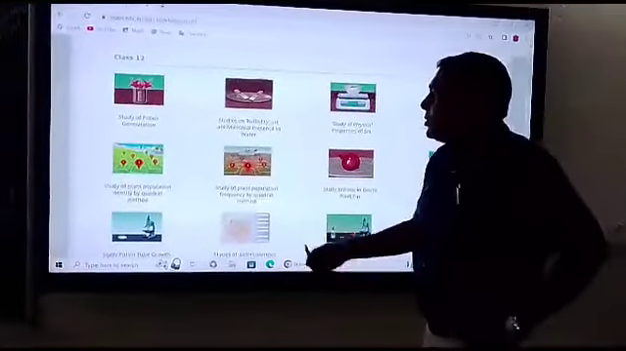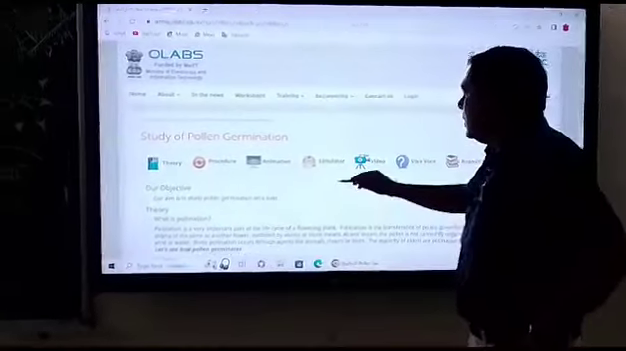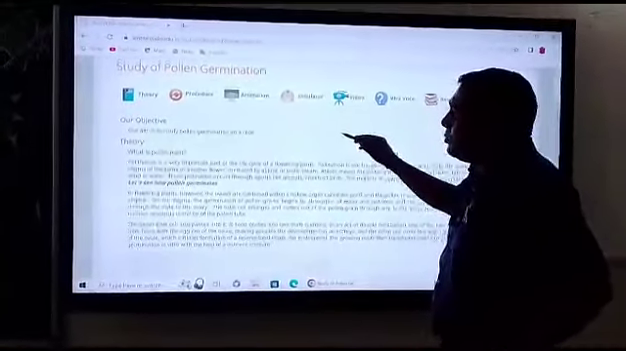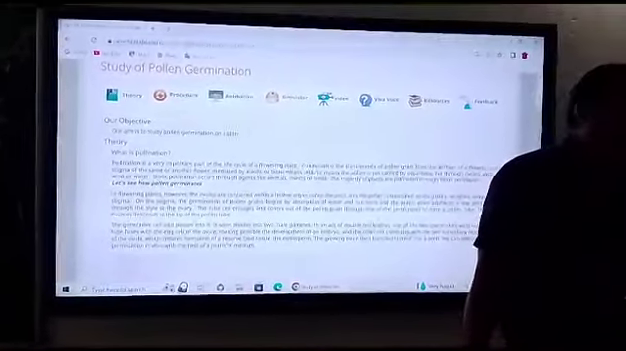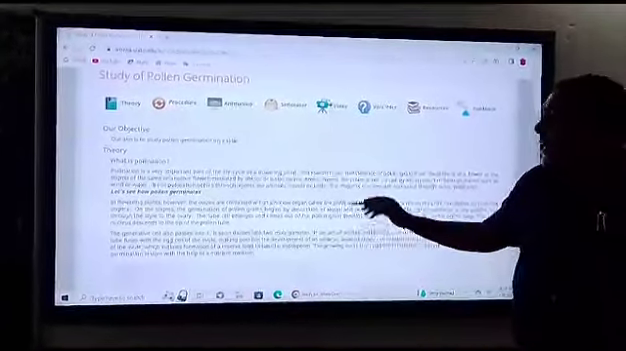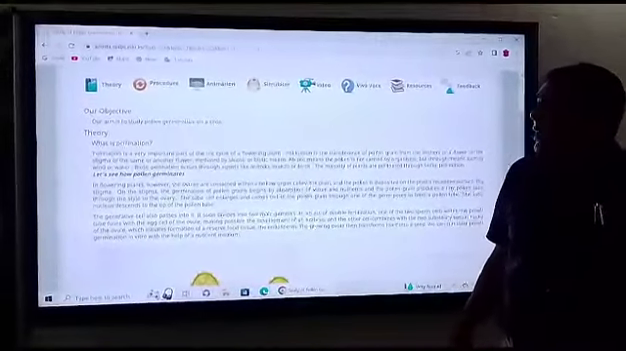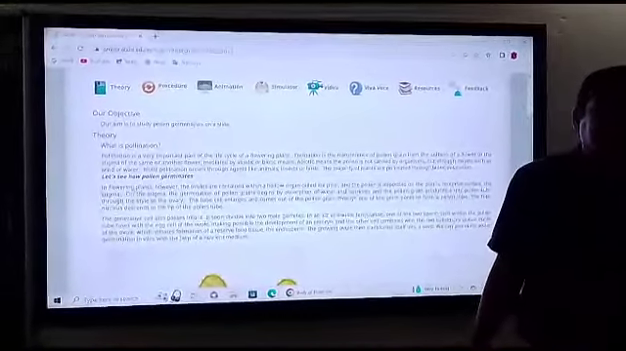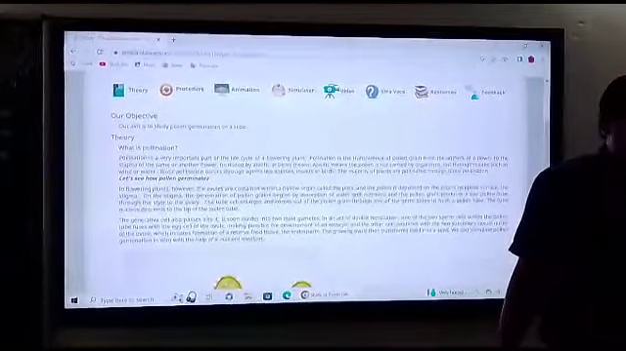Angiosperms. So I am opening this up. Here, first of all, I am going to tell you about the methodology. We'll start with the aim first. As you see here, the objective is what? Our aim is to study pollen germination.